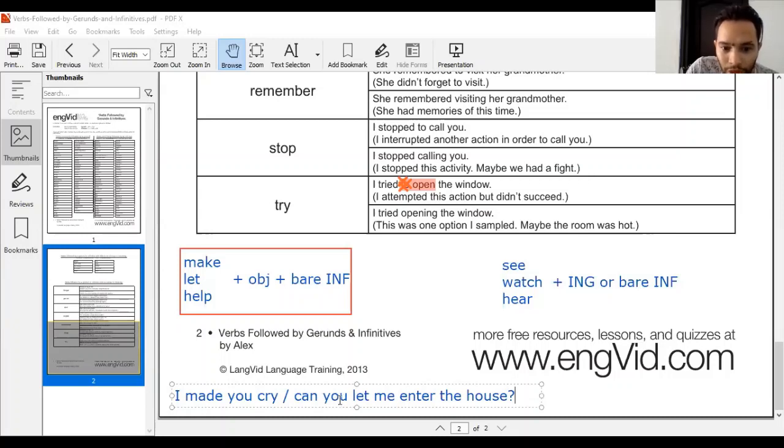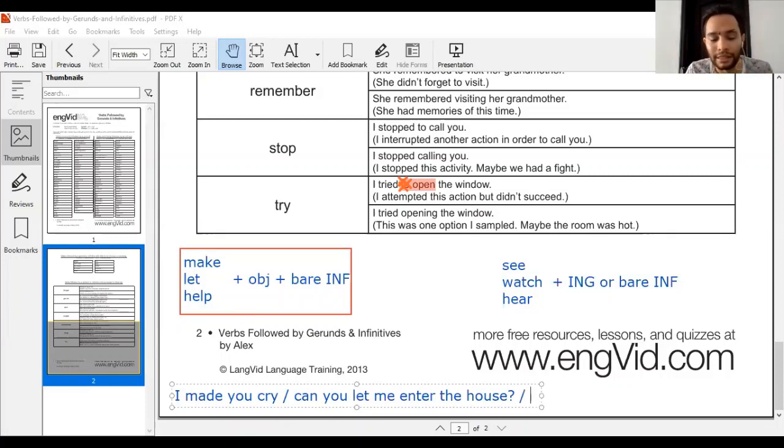Cuando yo digo, you let me enter aquí, ¿estoy usando to? Nuevamente, no. ¿Por qué? Porque let es un verbo que usa este patrón, bare infinitive. So you cannot say, can you let me to enter? No, you cannot say that, right?